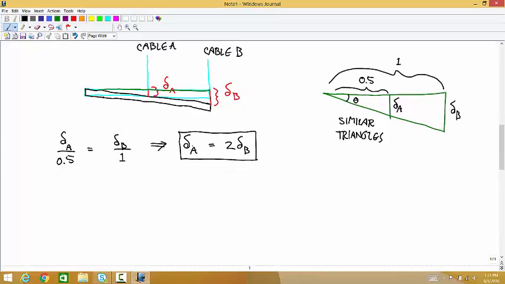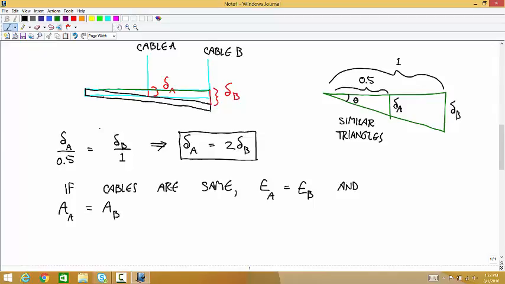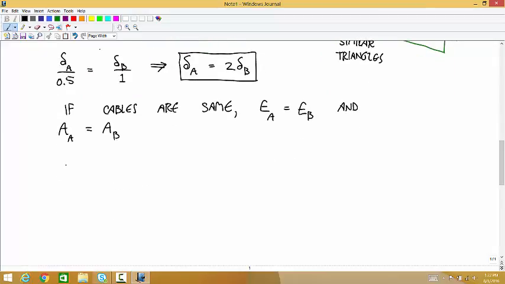So now if you think about where those deformations come from, if those two cables are the same materials, the Young's modulus for cable A is equal to the Young's modulus for cable B. And the cross-sectional area for cable A is equal to the cross-sectional area for cable B. We know that delta A is going to be equal to the tension in cable A times the length. That's going to cancel out. That's the length of the cable.